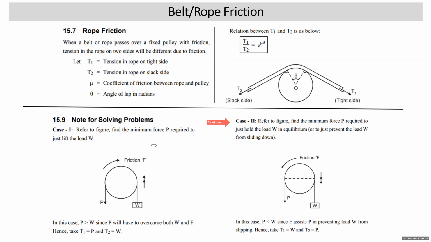Now we will take 5 problems in this lecture, whose partial solution will be what we have learned in equilibrium of coplanar forces as well as in the friction chapter. The only addition in this lecture is that in all problems, the rope or the belt taken around the pulley will have friction. So the tension in the rope on the two sides will not be the same, rather it will be different.